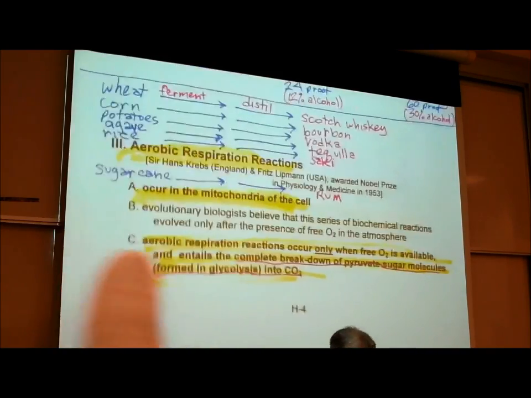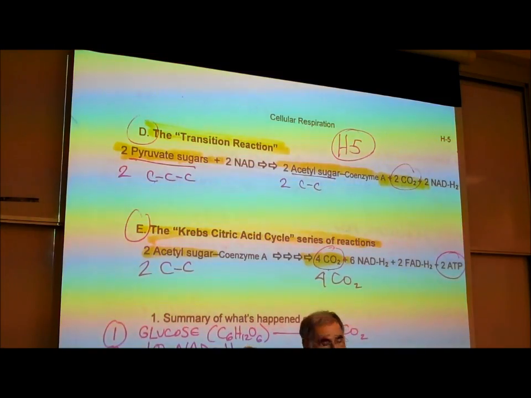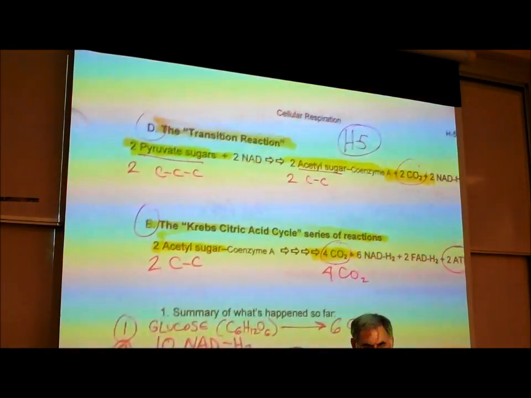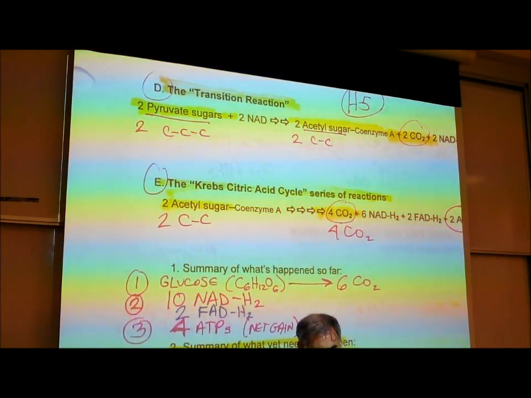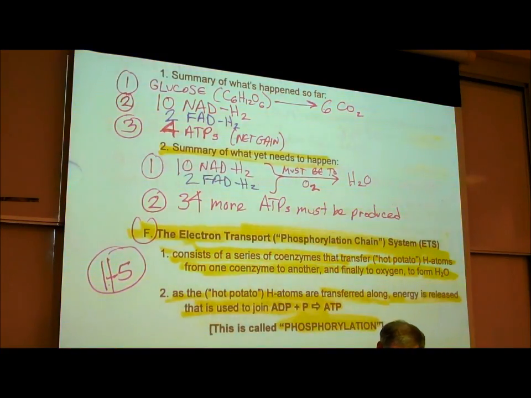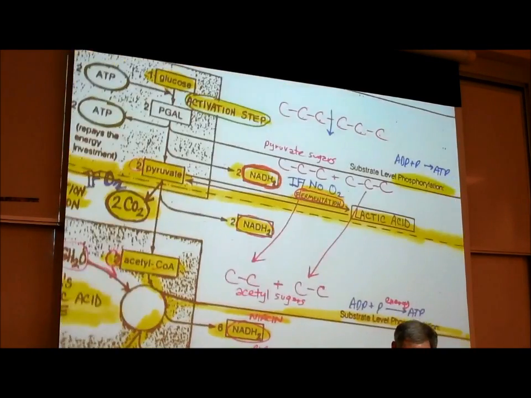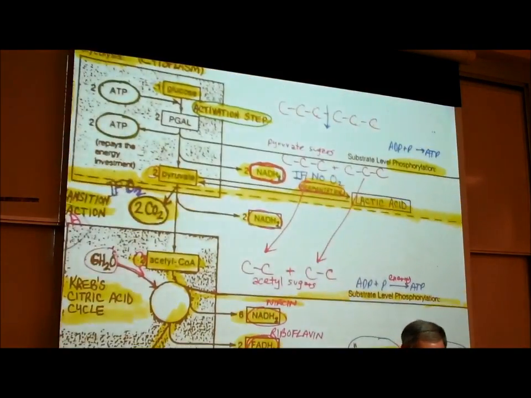Now, on page H5, we commonly divide the aerobic respiration reactions into three parts: the so-called transition reaction, the Krebs citric acid cycle series of reactions, and letter F, the electron transport system series of reactions. Now, obviously, I've got stuff written here. But before we look at that, and we will, let's look at our diagram on page H10 so we can track this whole big process. So on page H10, where did we leave off? Here's where we left off.